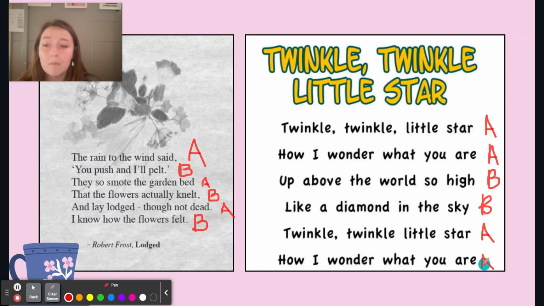Now, some poems, especially longer ones that have more rhymes, are going to end up having a really complicated rhyme scheme. You might even get to the letter F. But a lot of times, poets like to stick to A, B, and then the next stanza has C, D, C, D. It's a very popular rhyme scheme.